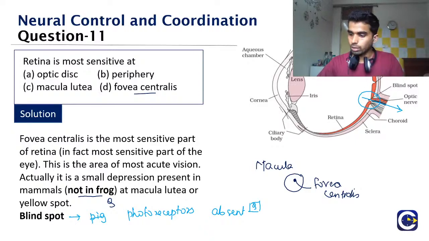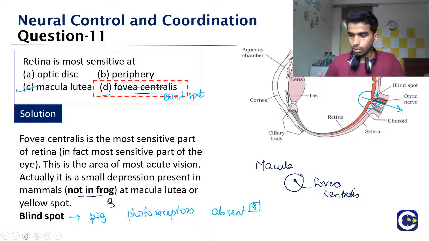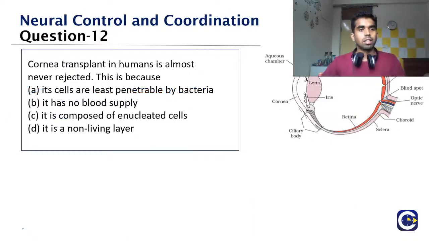Okay, so yes, the correct answer is option D, fovea centralis. And suppose in the options the fovea centralis was absent, and the blind spot had been the fourth option, then tell me what would have been the correct option for this question? It would be option C, the macula lutea. But in this question, the correct answer, as you all said, is option D, that is the fovea centralis. Now moving on to question number 12.